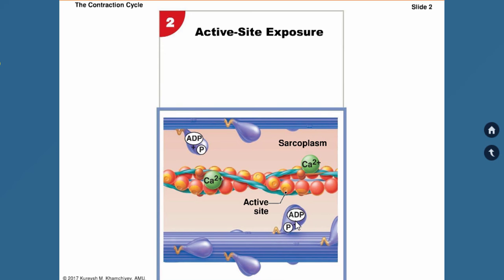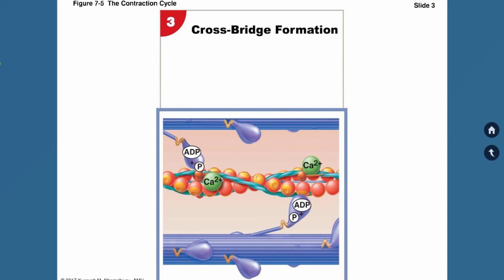Next step: the previous process allows the myosin heads to bind to these exposed binding sites, where tropomyosin was, and form a cross bridge. Okay?